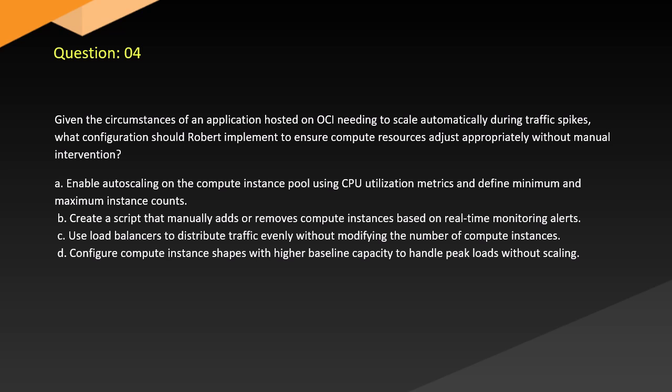A. Enable auto-scaling on the compute instance pool using CPU utilization metrics and define minimum and maximum instance counts. B. Create a script that manually adds or removes compute instances based on real-time monitoring alerts. C. Use load balancers to distribute traffic evenly without modifying the number of compute instances. D. Configure compute instance shapes with higher baseline capacity to handle peak without scaling.